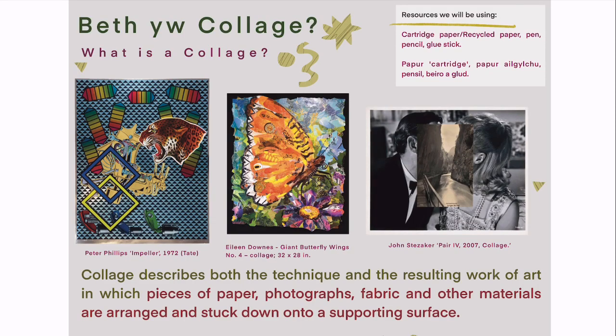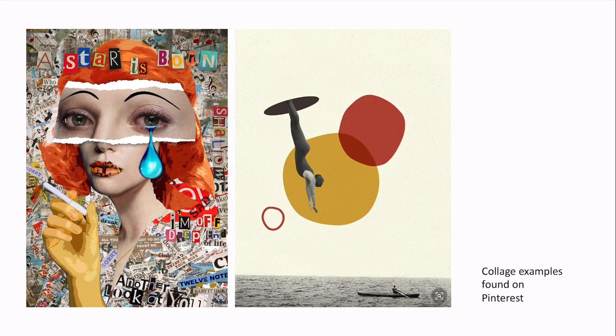And we're going to be combining collage. So what is collage then? Well, collage describes both the technique and the resulting work of art in which pieces of paper, photographs, fabric and other materials are arranged and stuck down onto a surface. So you may have tried collage before, but what you're doing is cutting up little bits of paper and sticking them down to create a picture. So you can be really detailed with collage, or you can make a really simple collage. And these are some collage examples that I found on Pinterest.